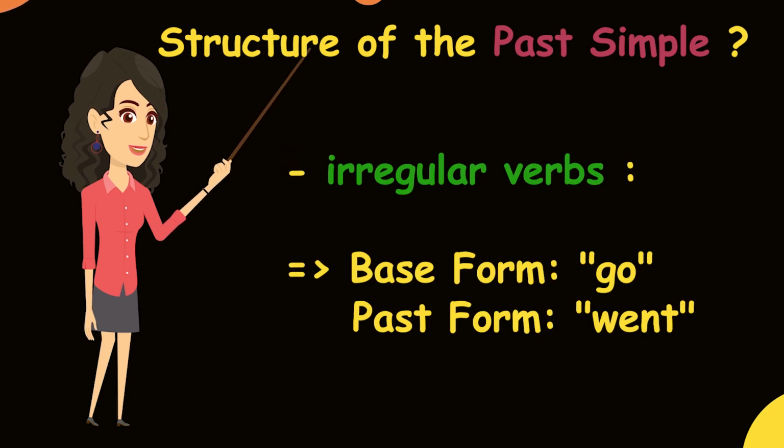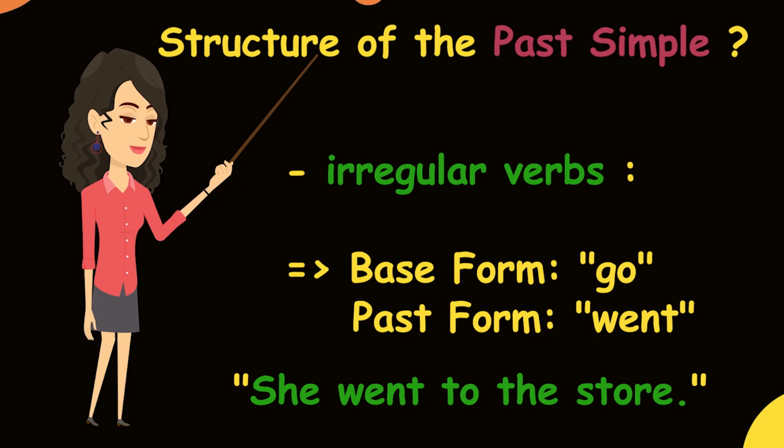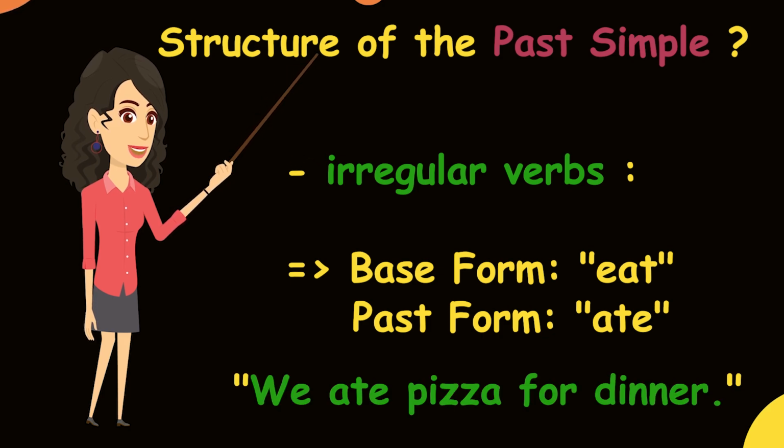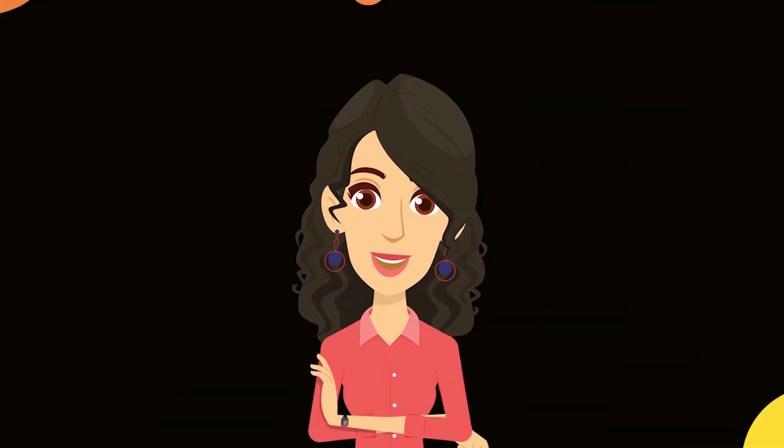For irregular verbs, it's different. If the base form is go, the past form is went. She went to the store. Another example: if the base form is eat, the past form is ate. We ate pizza for dinner. I hope you are still with me.